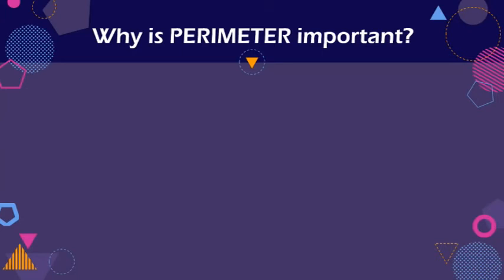Okay, what else? Why do you think perimeter is important, class?